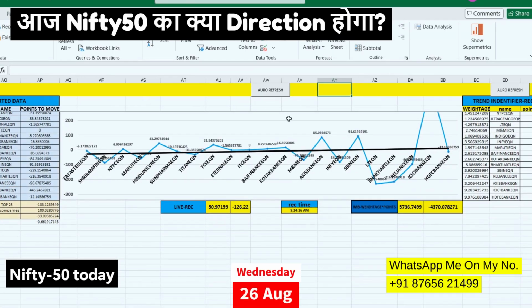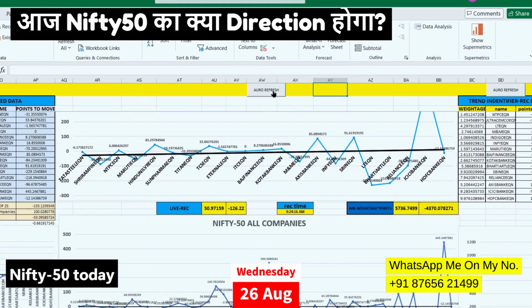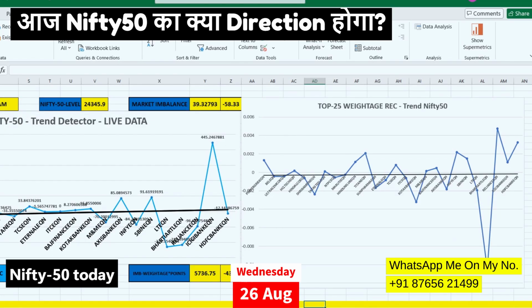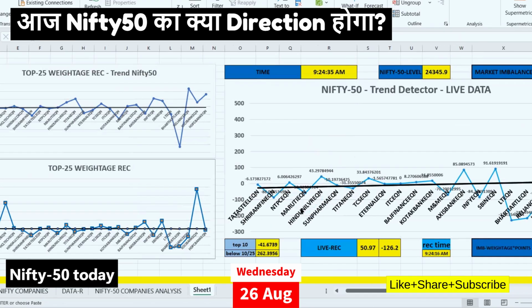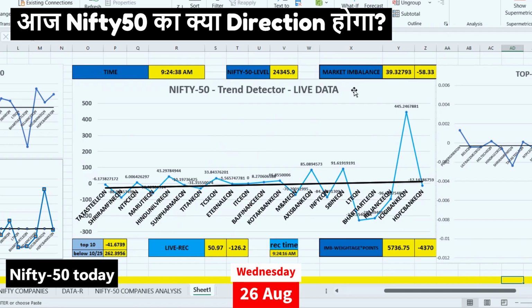Let me start updating this Excel file so that it updates and fetches data automatically. All right, we are ready to analyze Nifty 50 today. Great, this chart is showing, or my trading indicator is showing the trend of these top 25 companies.